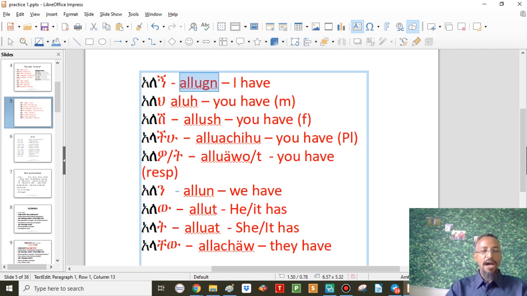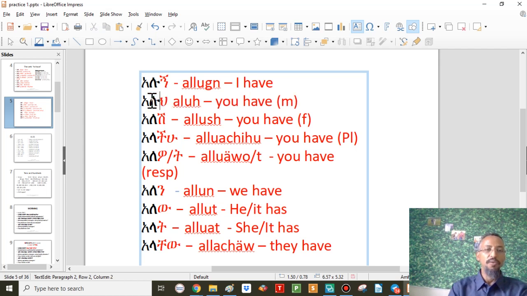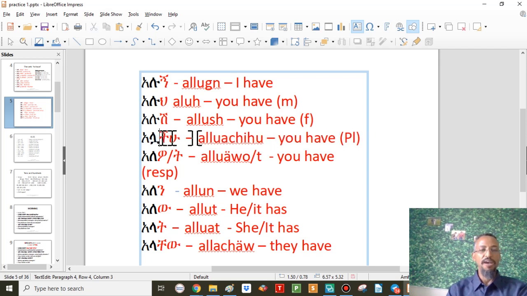So now let me come to changing the Amharic. The Amharic will be lu, aluñ, aluh, alush, aluachu. Then here it will be lua, alu. You can see the u and the a together, they will create lua. And those, in the alphabet, are called diqala fideloch. They are combined sounds or letters.